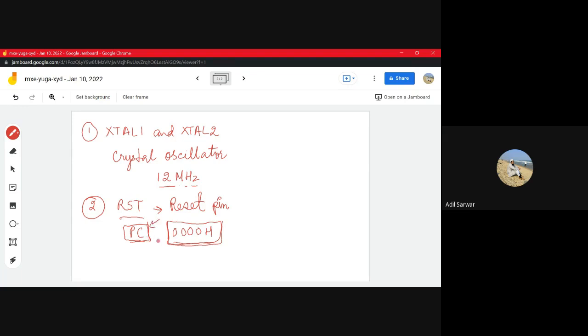It is an important SFR. But right now, since we are discussing only the pins, I will just be telling you some important details of the pin only, and won't be going into the detail of each pin. This location is also called the reset vector address.